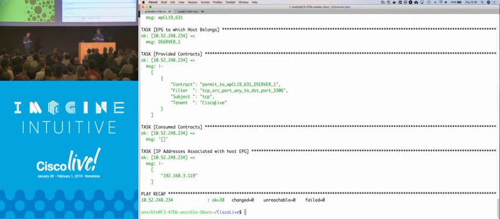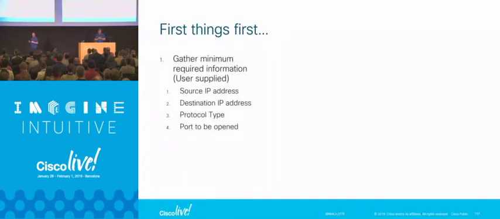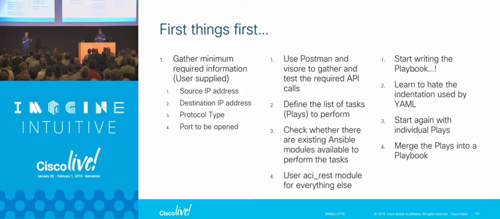OK. So how did we start writing this? The first thing we needed was a can of Red Bull and a cup of coffee. We needed to get the minimum information that we want. If you give people loads of things that they can input, generally they'll just make mistakes. So we've given them very little input that we need to make this work: the source and destination IPs, the protocol type, and the port. That's all we're interested in. We then use Postman, and that's why you'll see so many Postman examples, to get the required API calls to make this work.